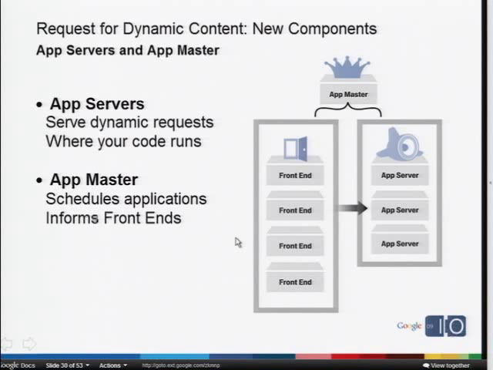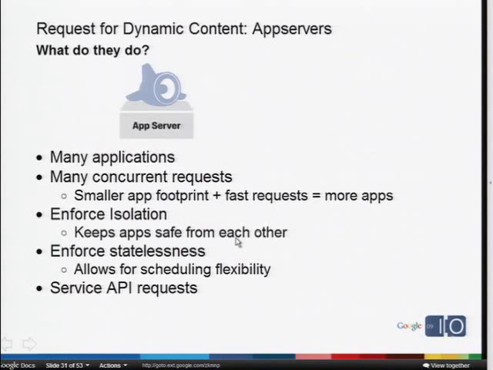The AppMaster is another piece which is a little bit different from what we saw before in the standard scaled-up version of the LAMP stack. Its job is to manage and schedule applications on app servers. Additionally, it informs the front ends of which applications are scheduled on which app servers, so requests can be routed.